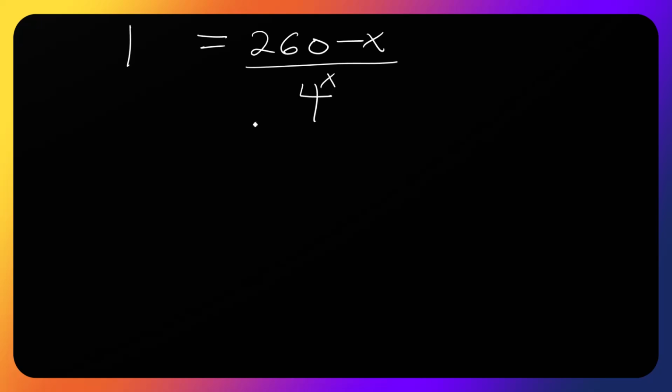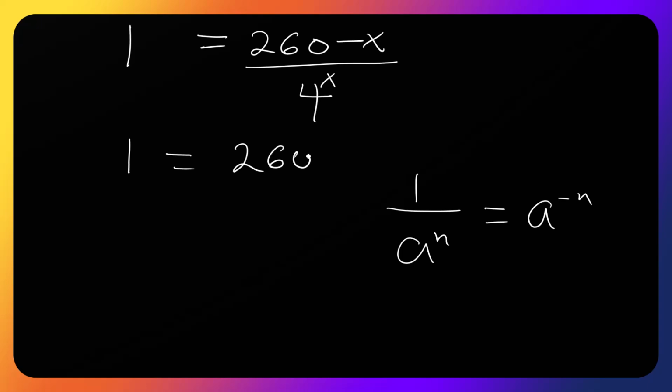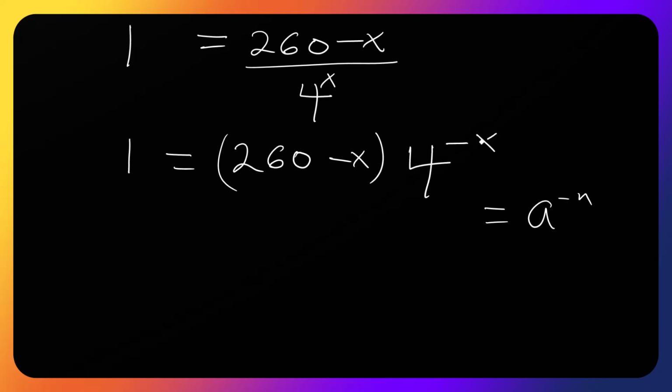All right. Now let's recall something important here. 1 on a to the power n is the same as a to the power minus n. So we want to write this one in linear form. So that will be 1 equals 260 minus x, times 4 to the power minus x.